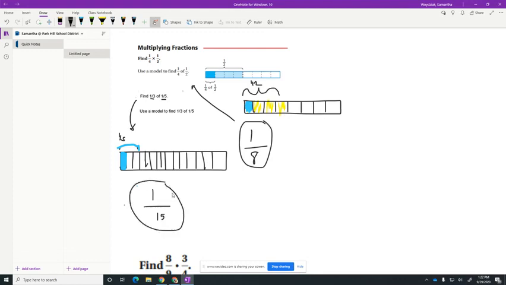It makes sense because 1/5, that's what I'm starting with. I'm starting with a small fraction, and I'm taking a fraction of that fraction. So it gets significantly smaller. So I took 1/3 of 1/5 and I got 1/15.